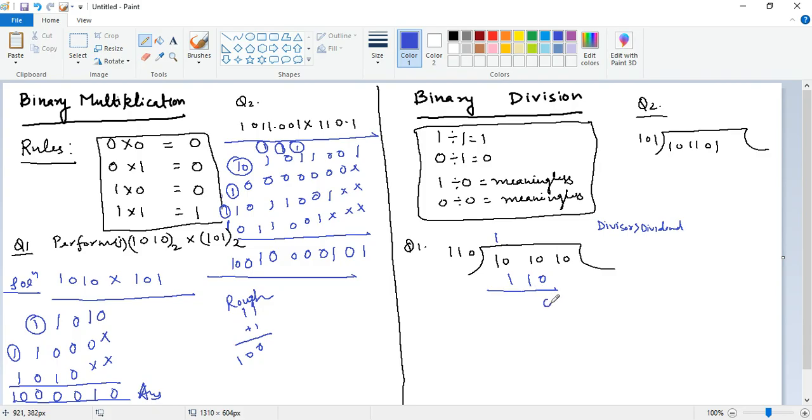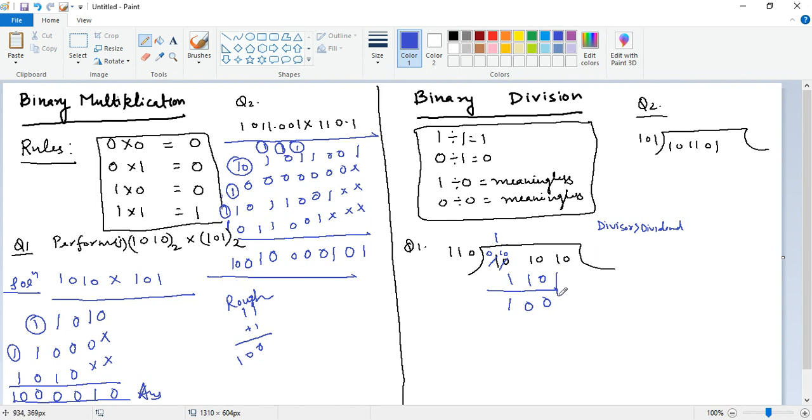0 minus 0 is 0. 1 minus 1 is 0. 0 minus 1 means we have to subtract a greater number from a smaller number, so we will take a borrow here from the higher bit. So this will be 0 and this will be 10. 10 minus 11, and this is 0. Okay. 1100.